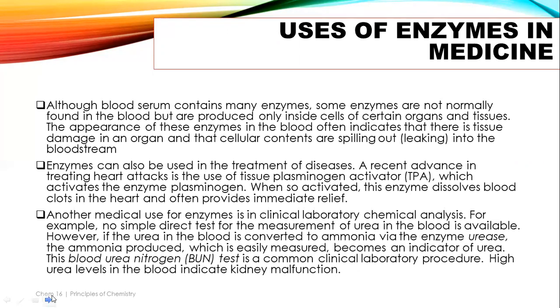So another medical use for enzymes, again, as I've mentioned, is chemical analysis. For example, the urea in the blood is converted to ammonia via the enzyme urease, and the ammonia produced is easily measured, because it is an indicator of urea. And so you use the BUN test. It's a common clinical procedure, and high levels of urea indicate blood functions.